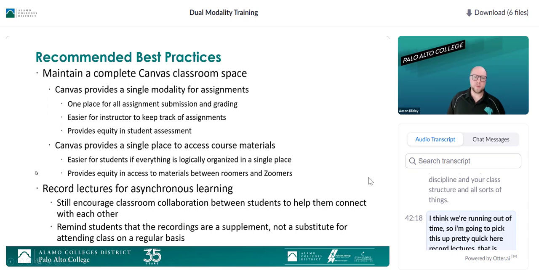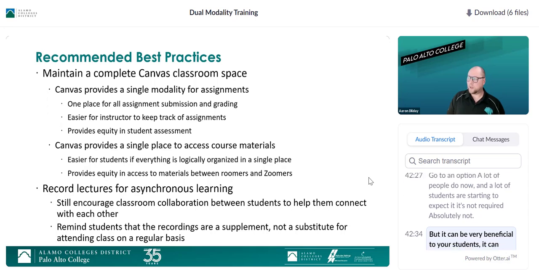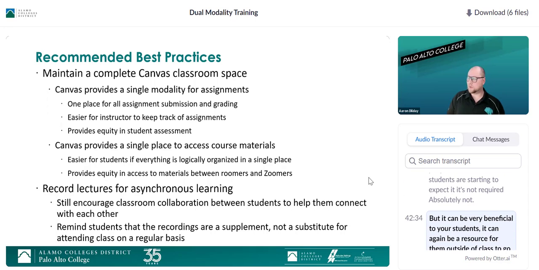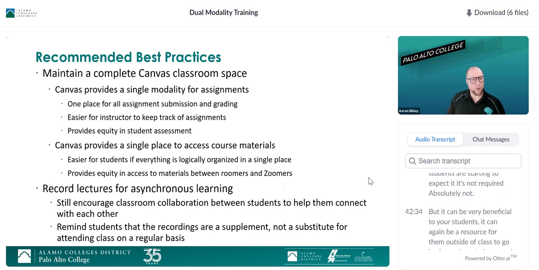Record lectures. That is something that's become kind of a standard go-to option. A lot of people do now, and a lot of students are starting to expect it. It's not required, absolutely not, but it can be very beneficial to your students. It can, again, be a resource for them outside of the class to go back. A lot of students say, I didn't hear what you said in class. I didn't have time to write down my notes. I was writing down too much, or I didn't quite get it.